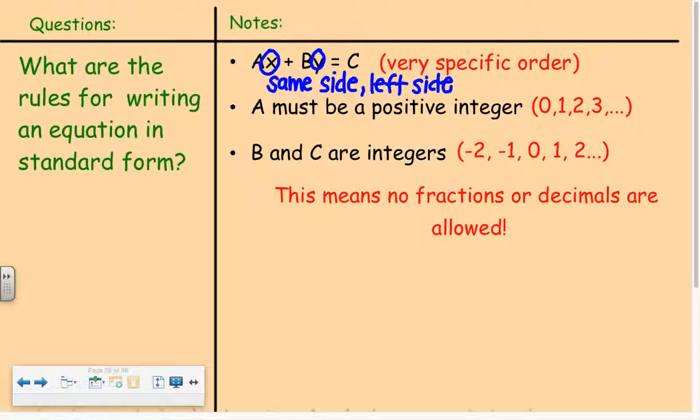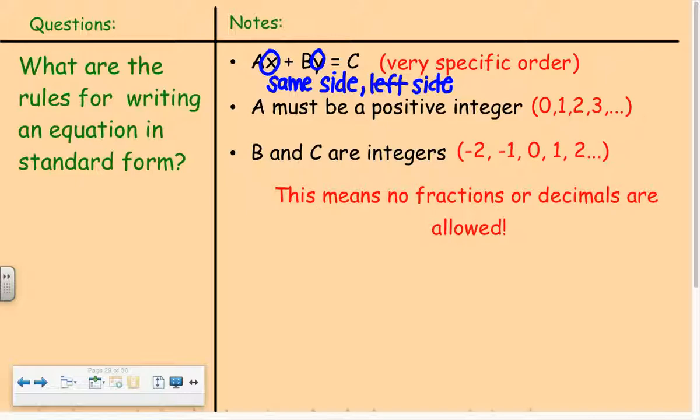The next thing is a has to be a positive integer. So positive integers start with 0 and go up: 0, 1, 2, 3, 4, 5, and so on. B and C must be integers. So they don't have to be positive, but they still have to be integers: -2, -1, 0, 1, 2. So this means that no fractions and no decimals are allowed in standard form.